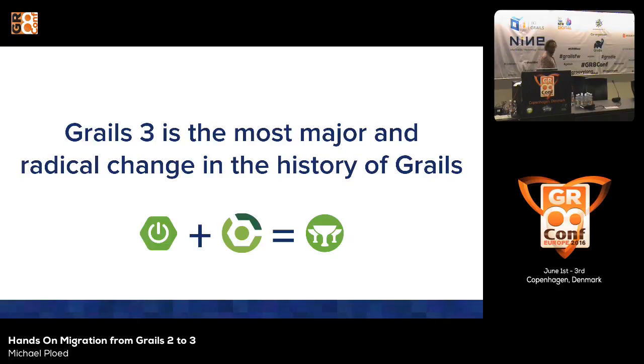In my eyes, Grails 3 is the most major and radical change in the history of Grails. Why is that? Basically, Grails 3 is a complete rewrite of Grails. The principles stayed there, but the core has been ripped out and completely newly written based on Spring Boot and built on Gradle as the build system. So that means there is some migration involved here. And to be very clear, moving from Grails 2 to Grails 3 requires you to do things in a certain order in order to make the transition smooth.